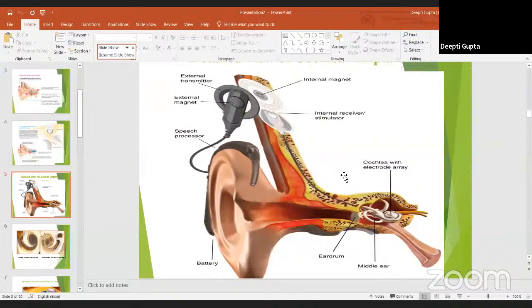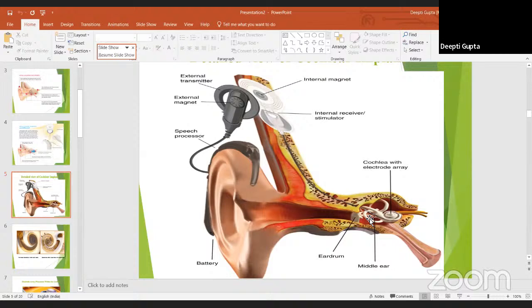I'm just going to explain it more. Suppose, as I discussed, the outer ear is having some problem, then it is best. The middle ear is having some problem, then it is best. In the case, suppose a person is having a problem in the inner part of the ear also, then what does the inner part have? The cochlea. And in the cochlea, what do we have? We have fluid, and we have hair cells.